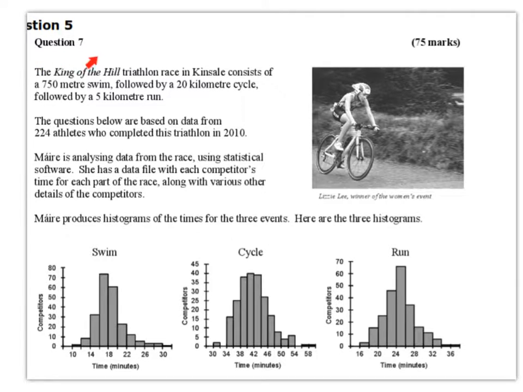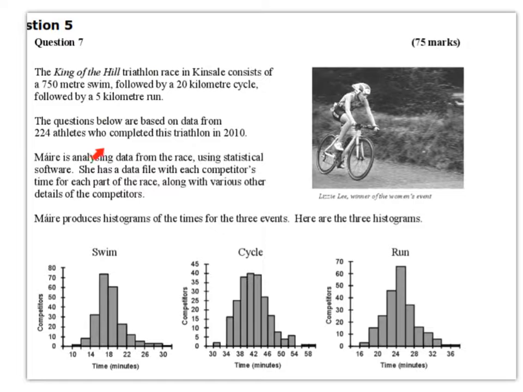The King of the Hill triathlon race in Kinsale consists of a 750-metre swim, followed by a 20-kilometre cycle, followed by a 5-kilometre run. The questions below are based on data from 224 athletes who completed this triathlon in 2010.